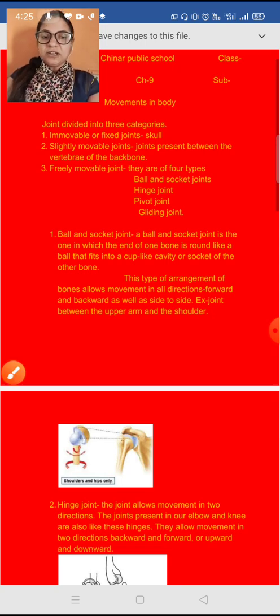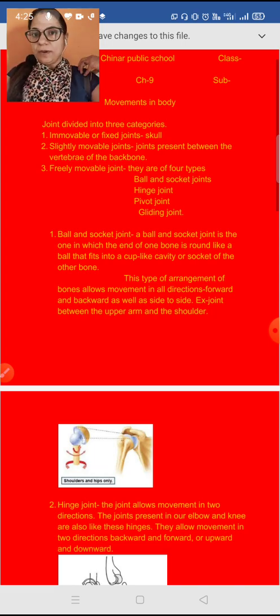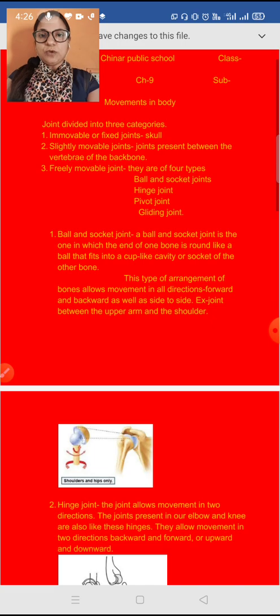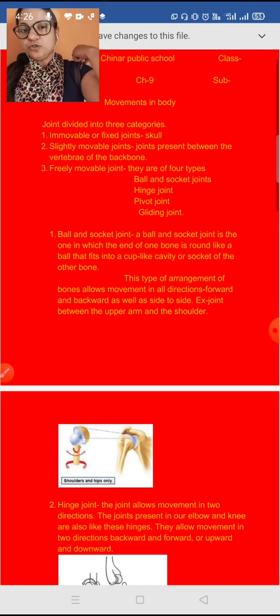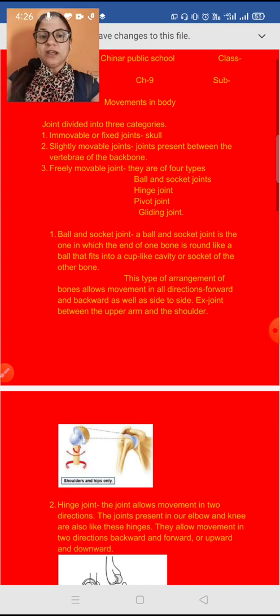The structure itself tells where it is present: in our upper arm and shoulder. There is a ball-like structure which fits in the cavity, the socket. इसके बीच में ये जो joint होता है, this is your ball and socket joint. It is the one in which the end of one bone is round like a ball and fits into a cup-like cavity. This arrangement allows movement in all directions, forward and backward as well as side to side.